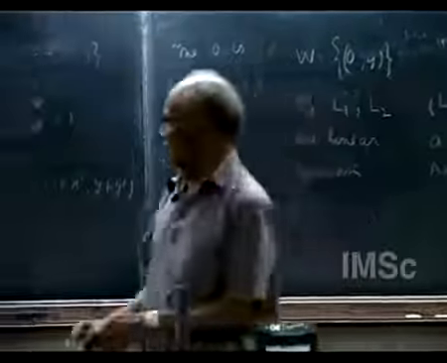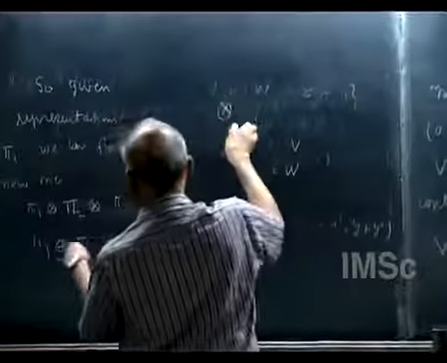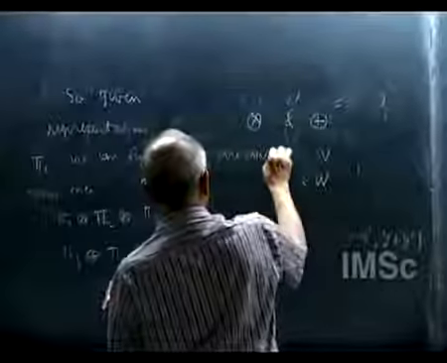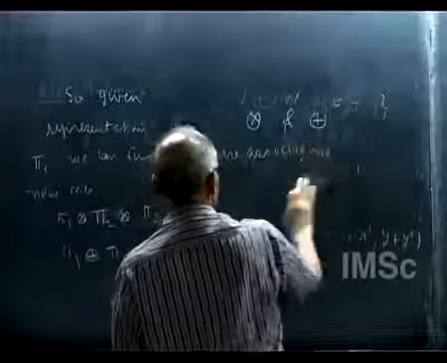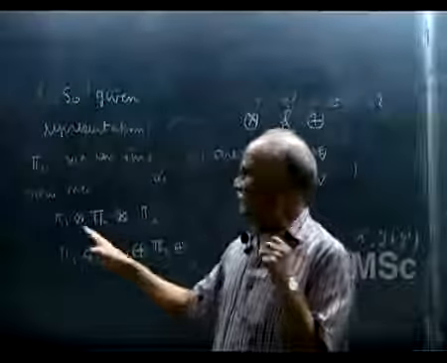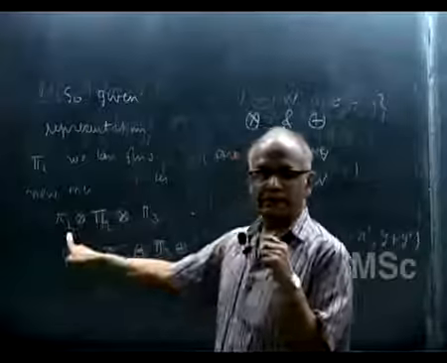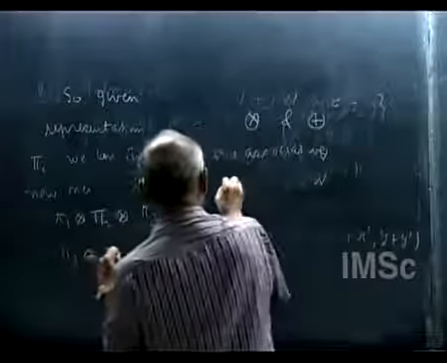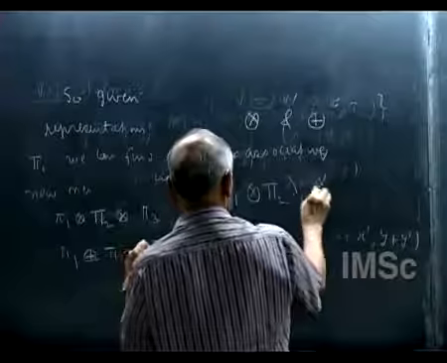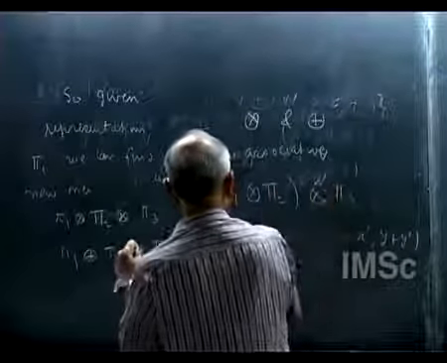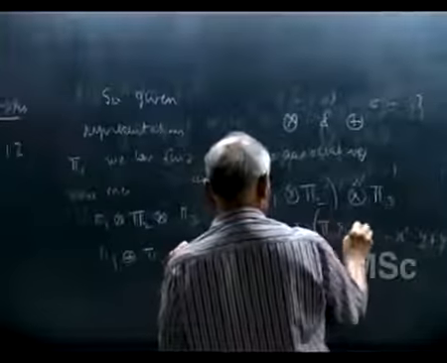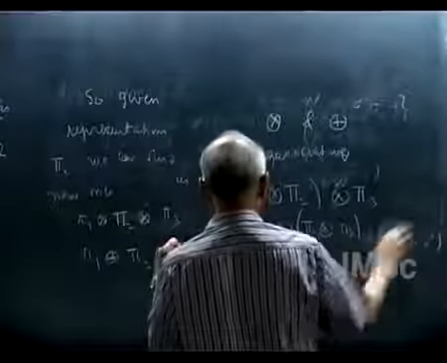By the way, you can check that the cross here and plus are associative. You understand what I mean? I discussed two of them, but how do I know that if I do this first and then put that in, that pi 1 cross pi 2 cross pi 3 is equal to pi 1 cross (pi 2 cross pi 3)? It's very easy to prove, same for plus.